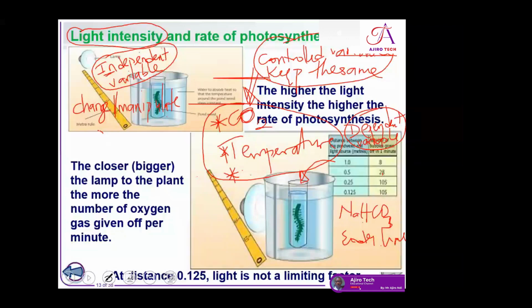For example, in this experiment, what are we checking out? The effect of light intensity on the rate of what? Photosynthesis. So what variable did we manipulate or change or alter here? What did we change in this experiment?